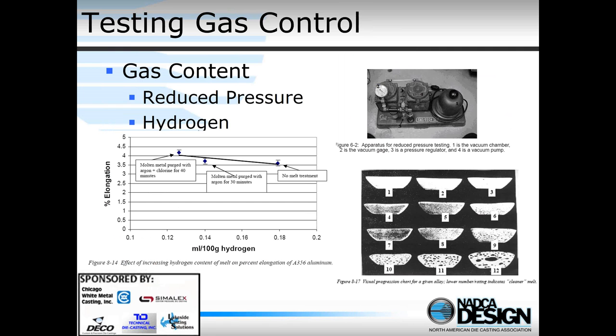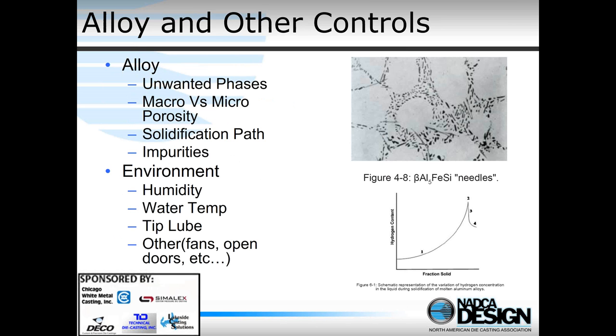Another possibility, we can do offline tests. This is a reduced gas test. This tells us how much hydrogen is dissolved in the aluminum. Again, really good for controlling the process.